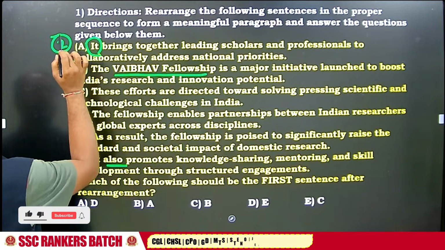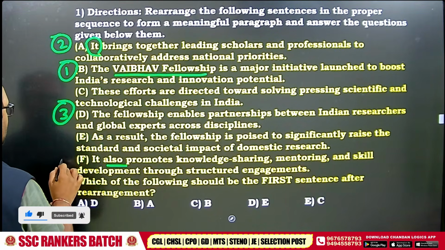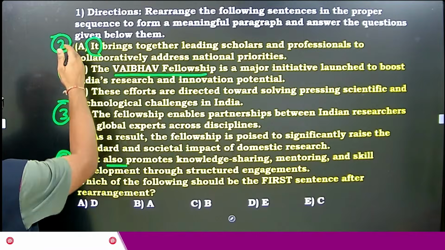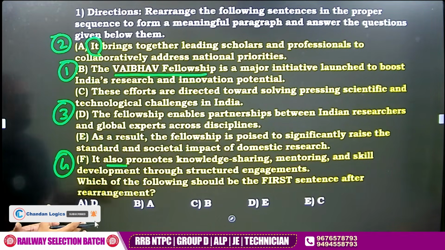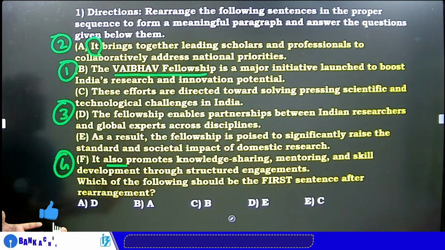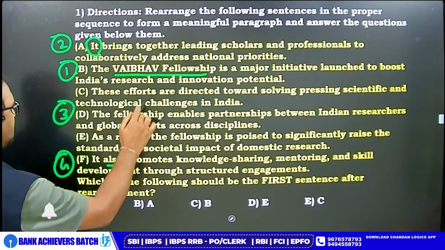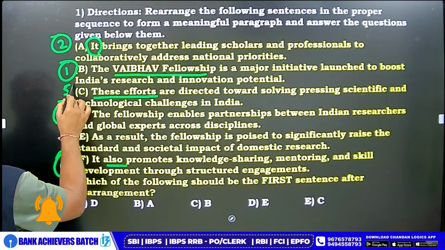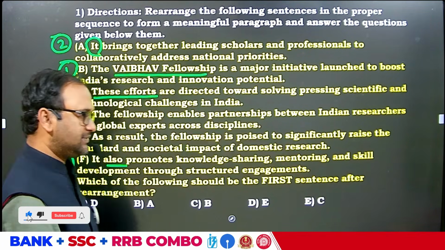If you observe sentences A, D, F, these 3 sentences talk about what this fellowship is doing, what the purpose of this fellowship is. So A, D, F, these efforts, and naturally the result is the conclusion, as a result.